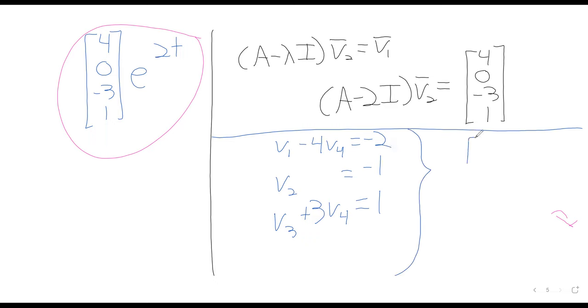So V2 equals negative 1. V4 could equal whatever. Maybe V4 equals 1. If V4 equals 1, then V3 is negative 2. And if V4 is 1, then V1 is positive 2. Does this look right to everyone?